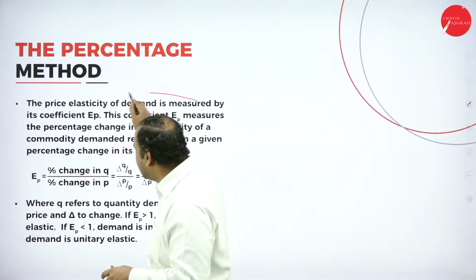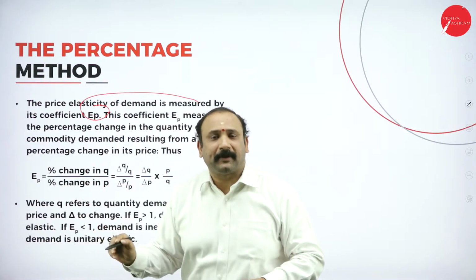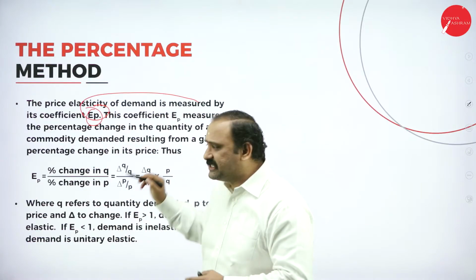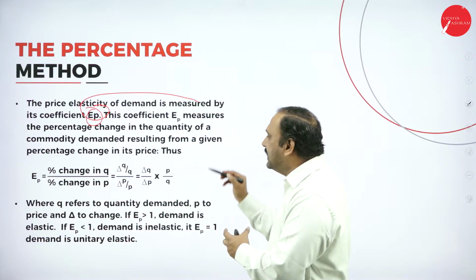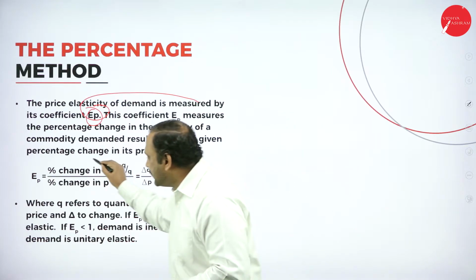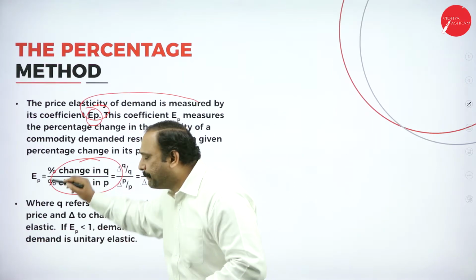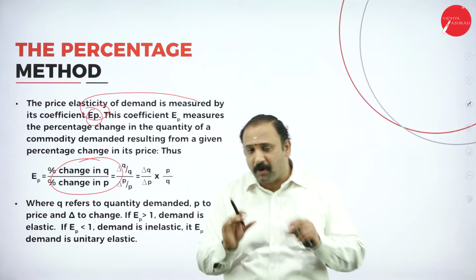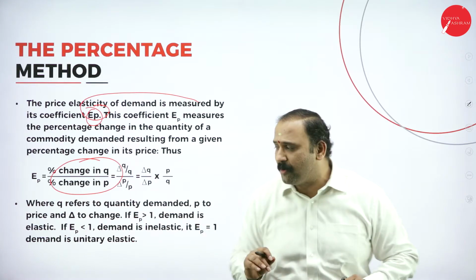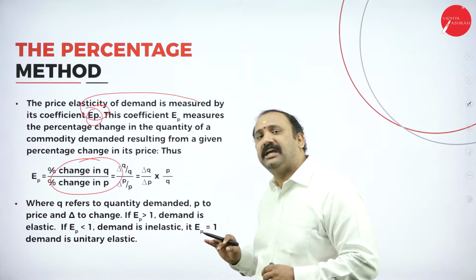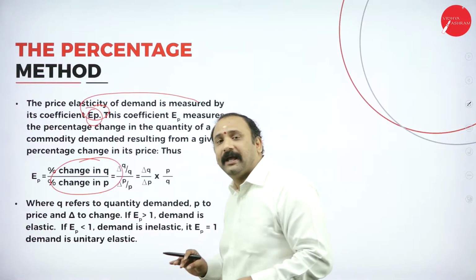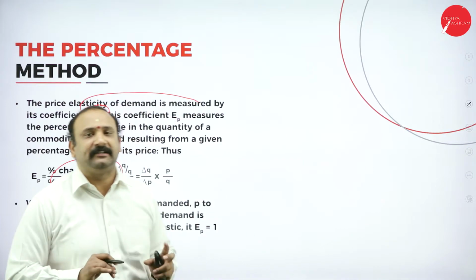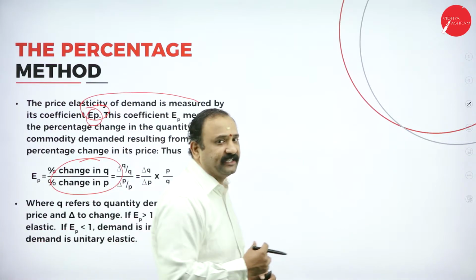The price elasticity of demand is measured with the price elasticity in terms of percentage, which is given by EP. That's the price elasticity. The coefficient is measured in this way: percentage change in quantity divided by percentage change in the price factor. This is the most important thing that you have to learn in the formula. Percentage change in the quantity divided by percentage change in the price. That is a very, very important factor altogether. Let's try to understand this.